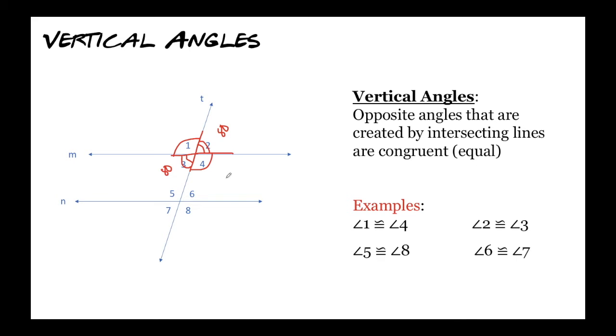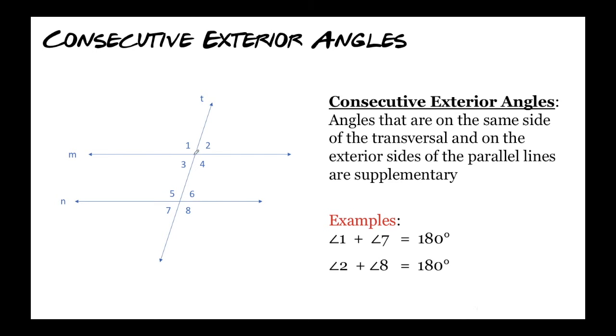The interior involves the angles that are between the two parallel lines, such as angles 3, 4, 5, and 6. The exterior involves the other angles that are on the, quote, outside, such as angles 1, 2, 7, and 8. Consecutive exterior angles are angles that are on the same side of the transversal and on the exterior side of the parallel lines. For example, angles 1 and 7 are both on the left side of the transversal, and they are both on the outside, so they are consecutive exterior angles.